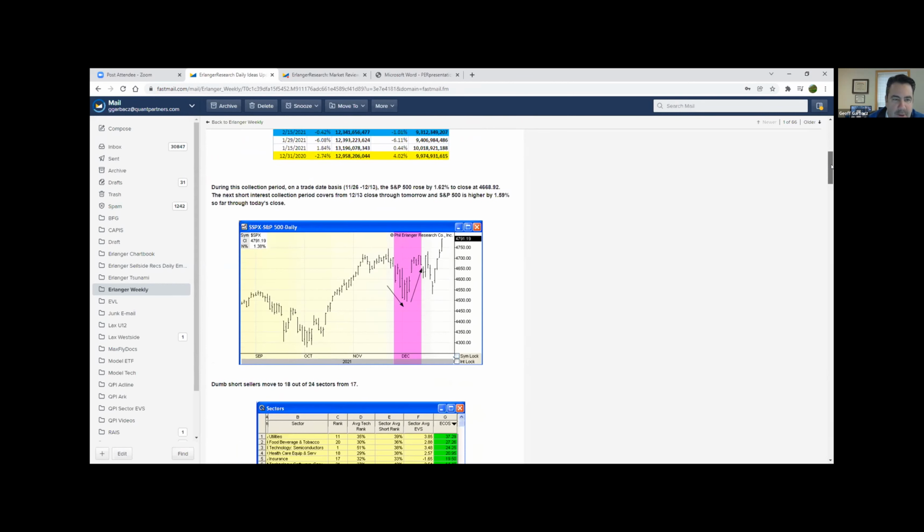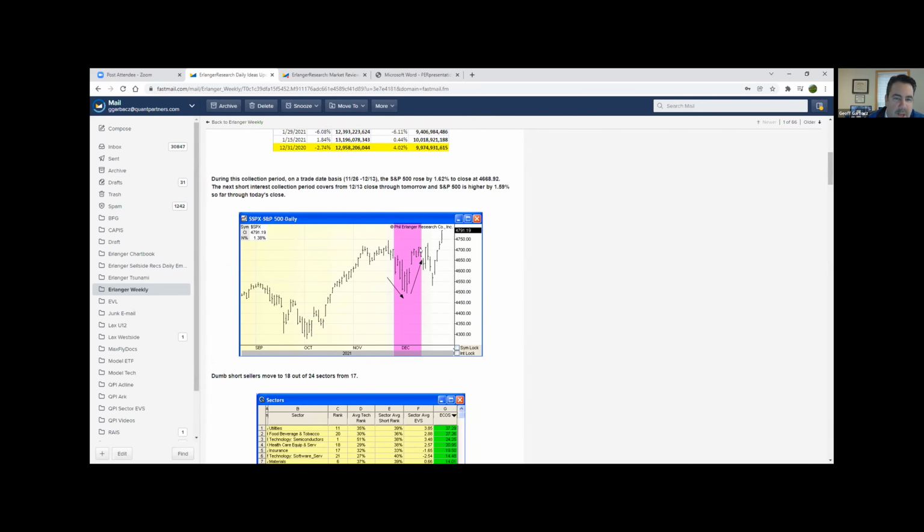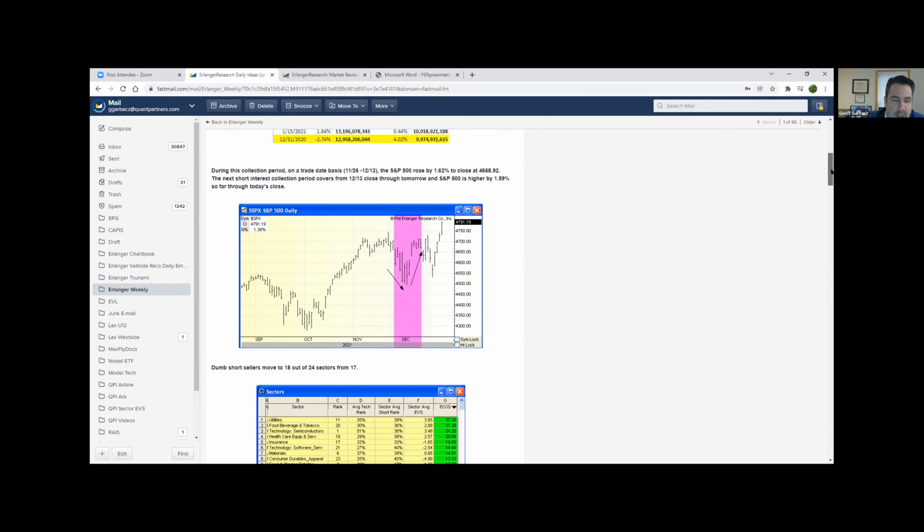The collection period, we love to look and see how the market performed. So the last collection period was from 11/26 through 12/13, and the S&P rose by 1.62. And you can see first it dropped and then it rose. And so the next period went through yesterday's close, and we're also going to see an increase. And it'll be interesting to see how much covering occurred.